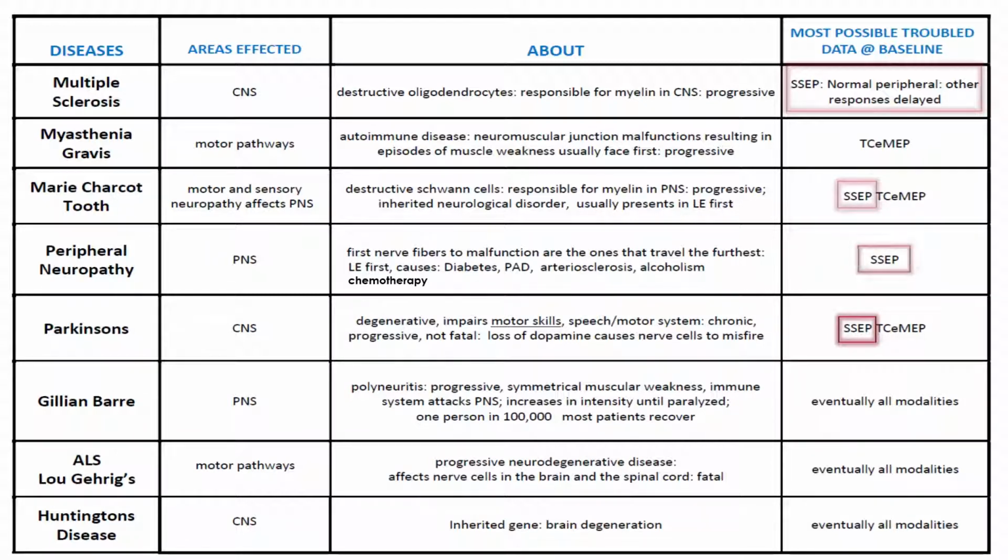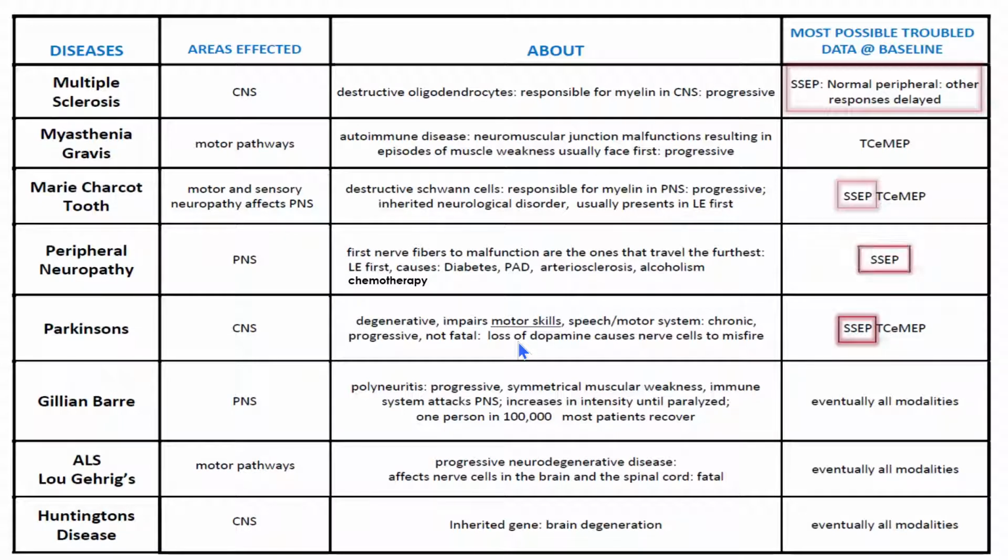Peripheral neuropathy, this is a deterioration of the nerves in the periphery. It's often caused by diabetes, peripheral artery disease, arterial sclerosis, alcoholism, and also chemotherapy. It's a problem with the peripheral nervous system. So you're going to have problems collecting all of your SSEPs. So don't only look for peripheral neuropathy in the chart. If you see any of these other diagnoses like diabetes, peripheral artery disease, etc., then you know you may have problems with your SSEPs.